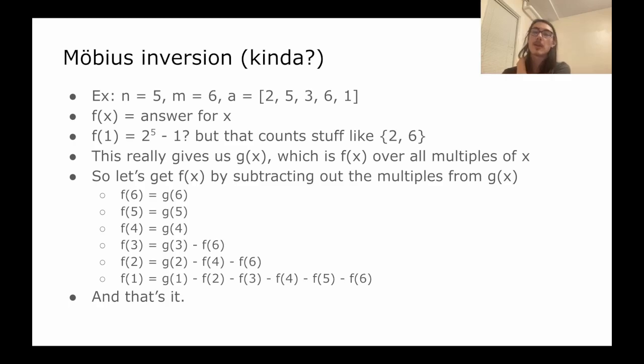So for example, g of 1 is f of 1 plus f of 2 plus f of 3 plus f of 4 plus f of 5 plus f of 6. And g of 2 is f of 2 plus f of 4 plus f of 6. It's all the numbers that are multiples.